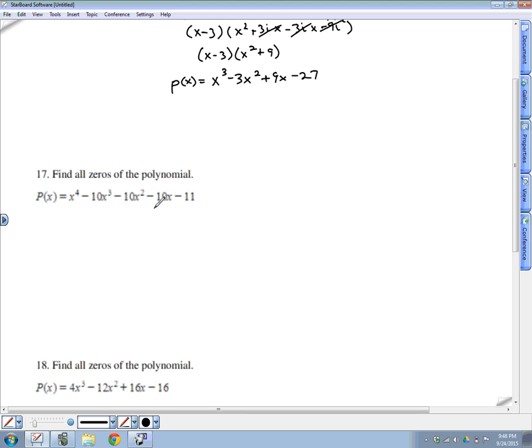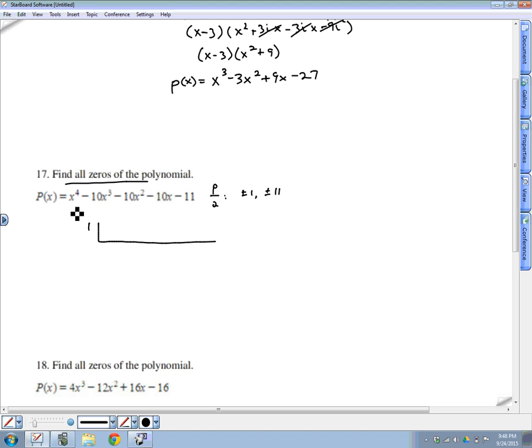Back to the old problem here of finding the zeros. I know it might be a little bit overkill, but it's just an important skill to have, so I put it on here more than a couple of times. If you want to be successful on this test, you've got to be able to find the zeros of the polynomial. So, p over q: plus or minus 1, plus or minus 11.